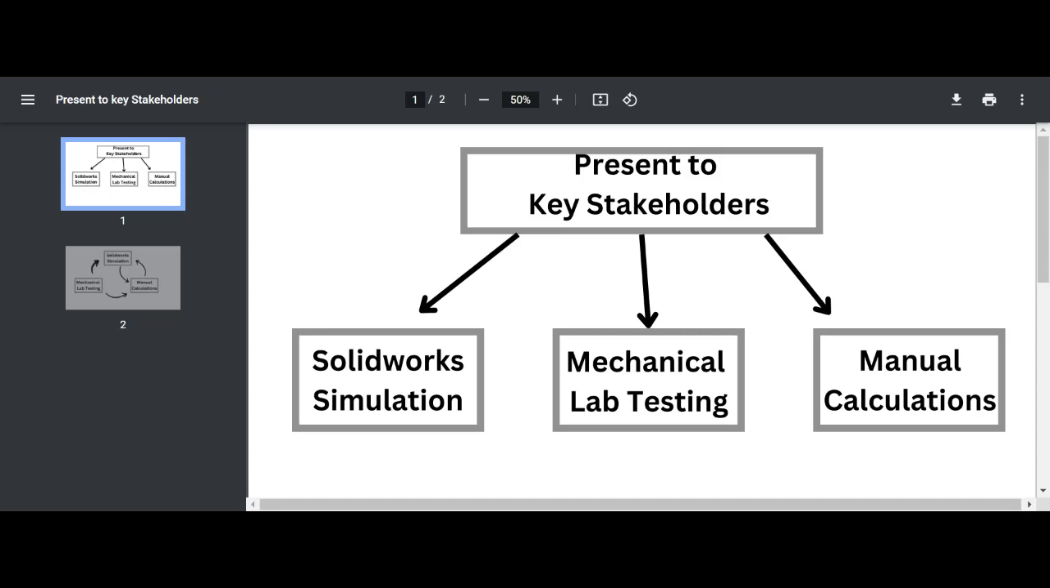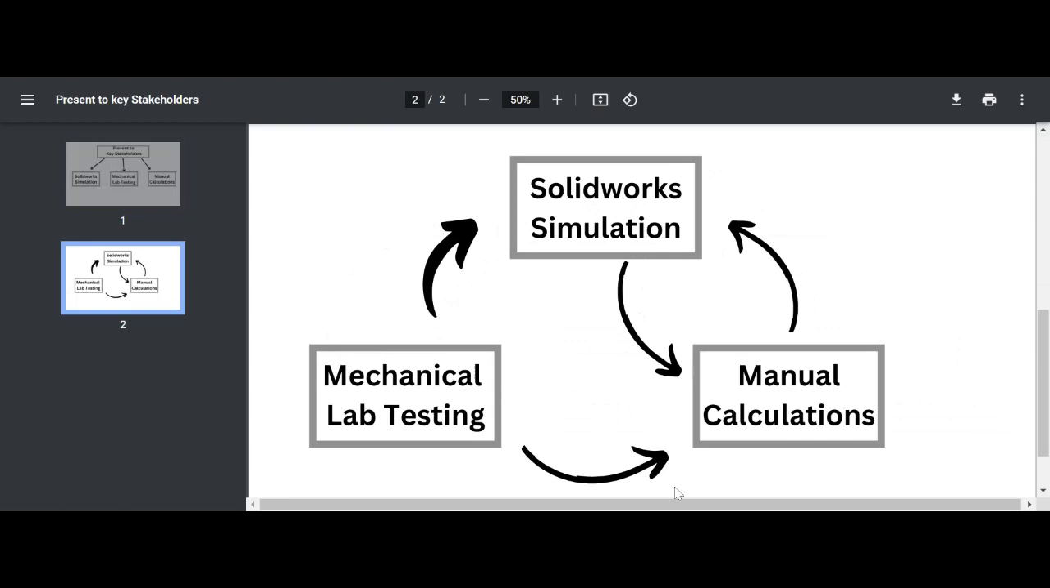The third, and probably not the most fun, but maybe, is using your engineering education and skill sets to calculate the results by hand, whether it's reaction forces, von Mises stress, principal stress, or safety factor. Having those backup calculations by hand are key in determining that your other result methods are accurate. And then at the end, you want to present to your key stakeholders.